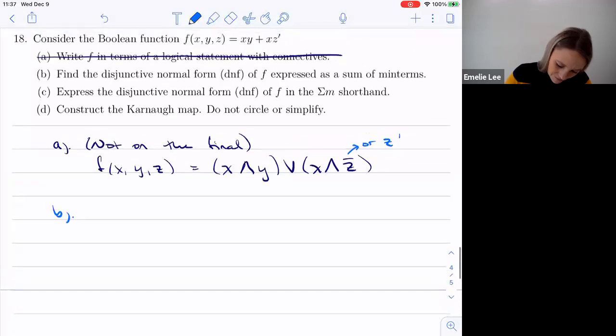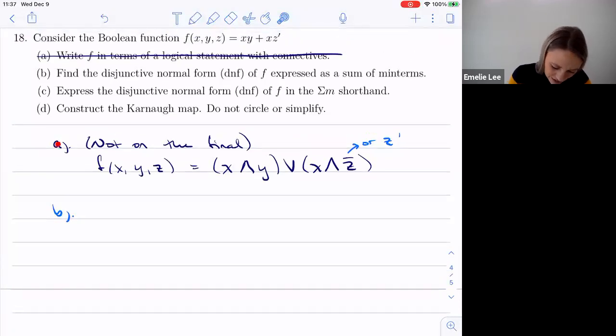Let's do B. I did A in kind of a muted color because it's not on the final. I want all my answers to stand out this time, so I'm using light blue. Okay. Find the disjunctive normal form of f expressed as a sum of the min terms.